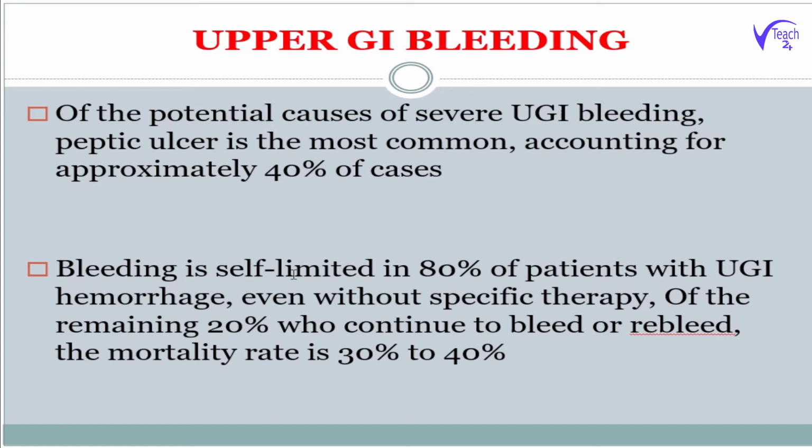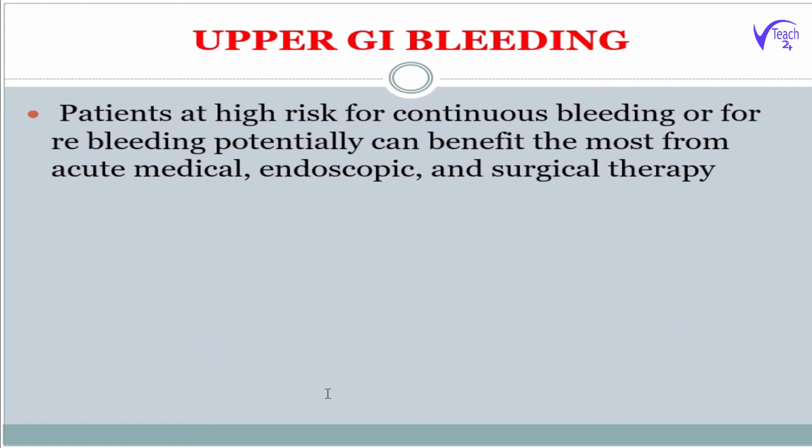But those who have continued bleeding, the mortality rate may be higher, up to 30 to 40%, depending upon different variables and risk factors. There are a lot of risk factors that need to be taken into account when we are dealing with a patient with upper GI bleeding or GI bleeding. Patients at high risk of continuous bleeding or rebleeding can potentially benefit from acute medical, endoscopic or surgical therapy.